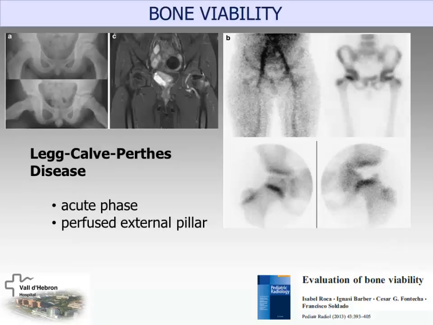Just one picture about Legg-Calvé-Perthes disease. On the acute phase, as mentioned before, we can detect the cold area with or without an external pillar. Like in this case, the external pillar manifests a better prognosis and a lower percentage of femoral head collapse than in children without the external pillar.